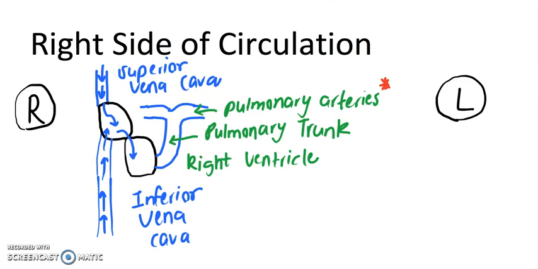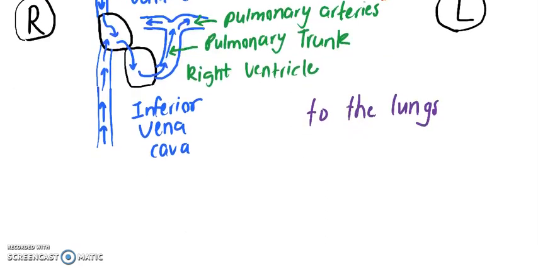Okay, so now we are going to the lungs. So to the lungs we go. So we have come to the right ventricle. We're not going to the left side just yet. We are exiting and we're going to the lungs first. All right.